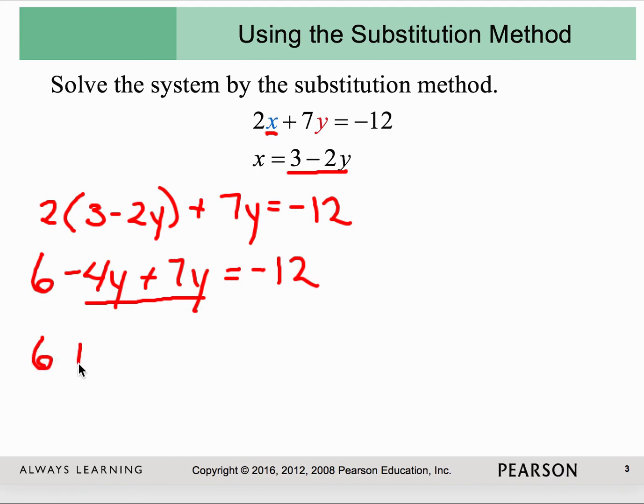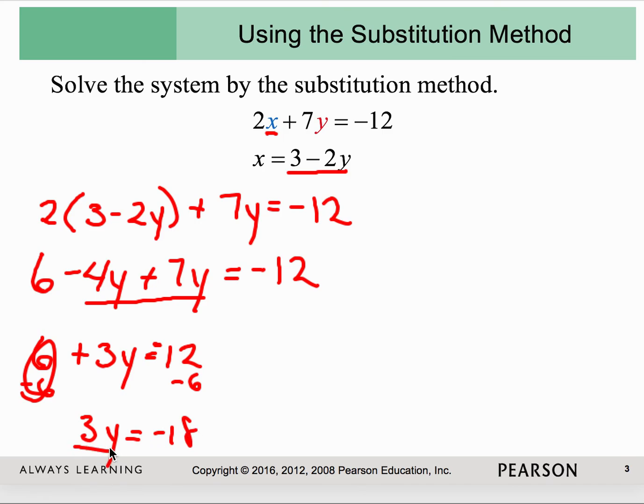So 6 plus 3y equals negative 12. Okay, when there's no math left to do and all my y's are already on the same side, undo anything being added or subtracted to the variable term. So 3y equals negative 18, and then undo anything being multiplied to the variable term. So y equals negative 6.